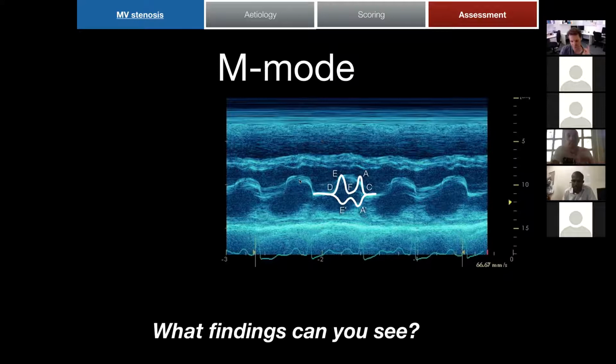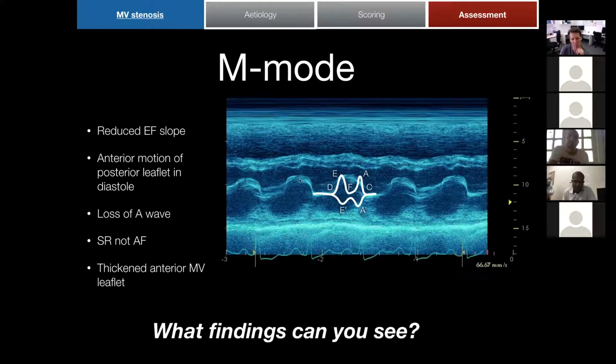So the findings that we might be able to talk about here, I'll pull up on the left. First of all, it's the reduced EF slope. Instead of having that nice sharp angle, I sort of think about it like the E and A wave on Doppler, right? Instead of that sharp deceleration, it's all out on a line.